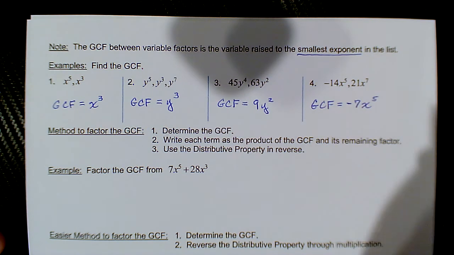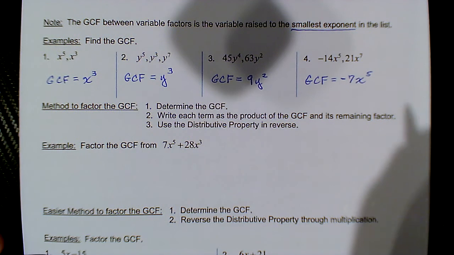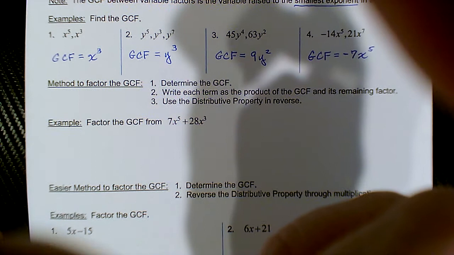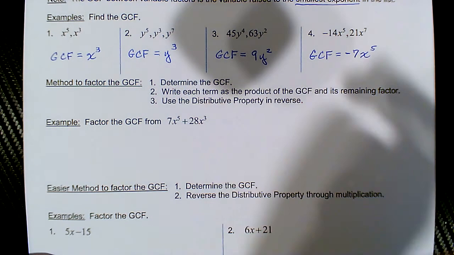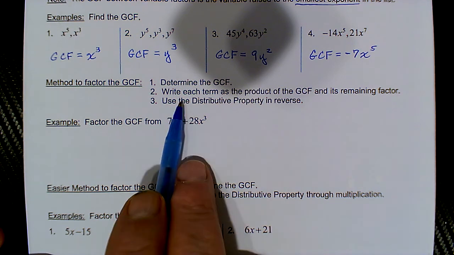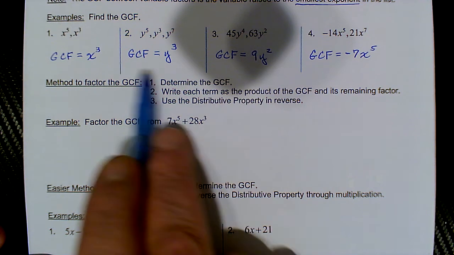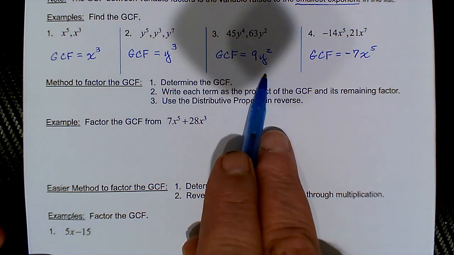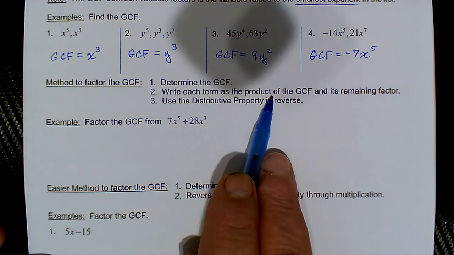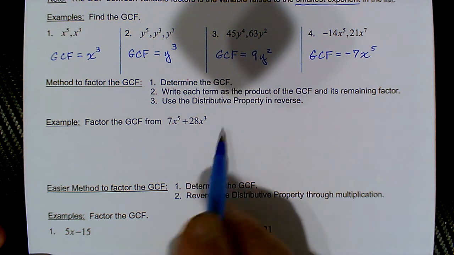Okay, so now we want a procedure for how to actually factor the greatest common factor from an algebraic expression. So here's a little method. We're going to have an easier method in a moment, but I'm going to show the formal method first. You determine the greatest common factor, as we had done in these problems here, and then we write each term as the product of the greatest common factor and whatever's left over to give us that term. And then we're going to use the distributive property in reverse.